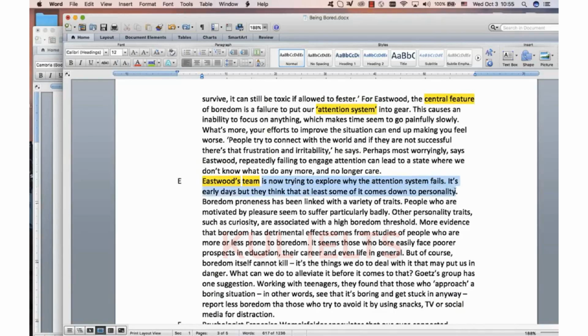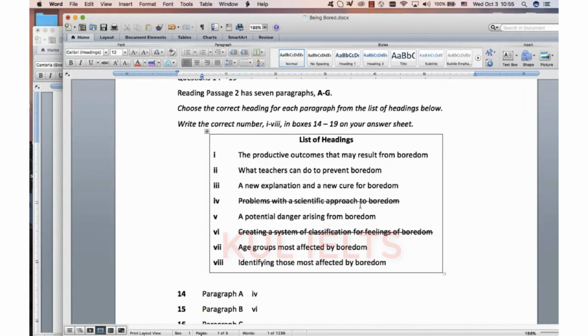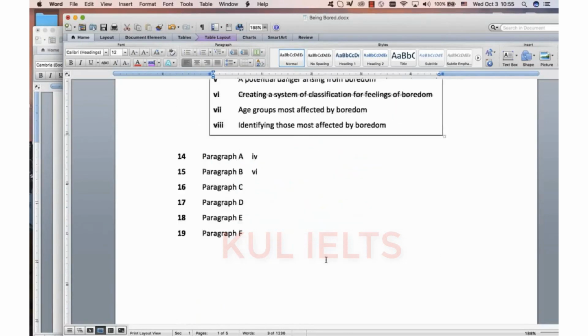And maybe a little bit further. But that's probably going to be important. They think at least some of it comes down to personality. The attention system fails because of personality. Productive outcomes, remember, fails is kind of negative. No, maybe, no. Okay, so nothing there.